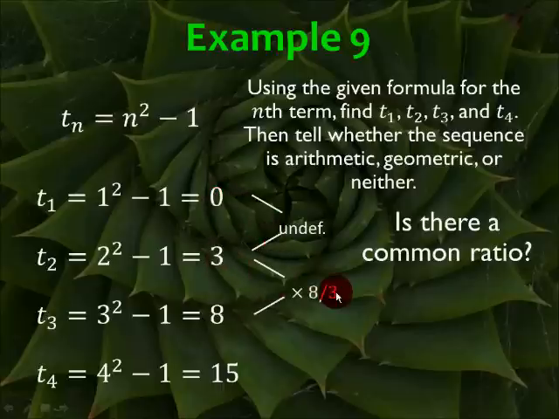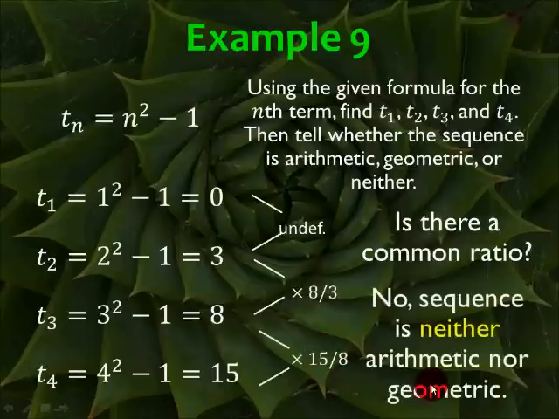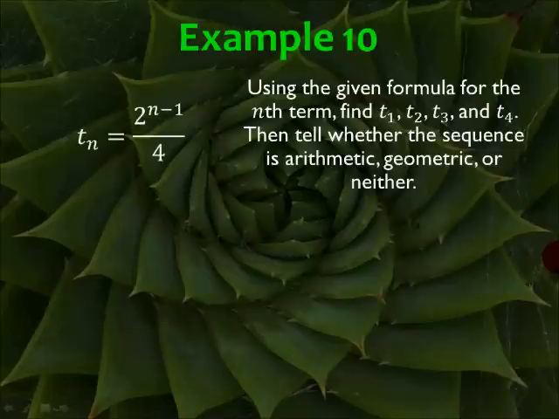To get to 8 from 3, you have to multiply by 8/3. You can see very quickly that there is no common ratio. So we have neither an arithmetic nor a geometric sequence. So just check to see if there's a common difference or a common ratio. Again, that doesn't mean there's not a pattern. The fact there's a formula tells us there is a pattern, but that pattern doesn't necessarily mean it's arithmetic or geometric. Example 10.